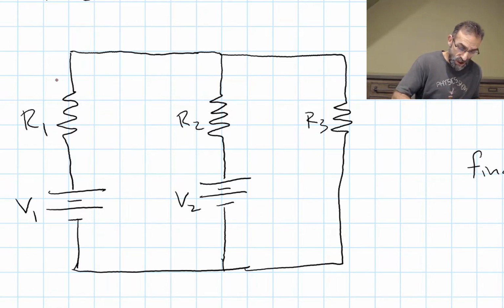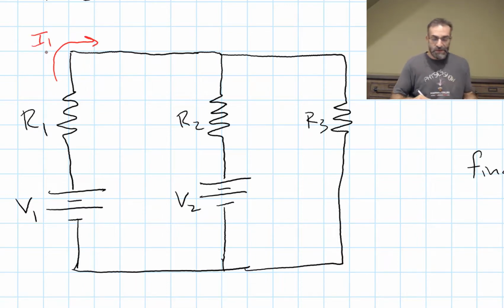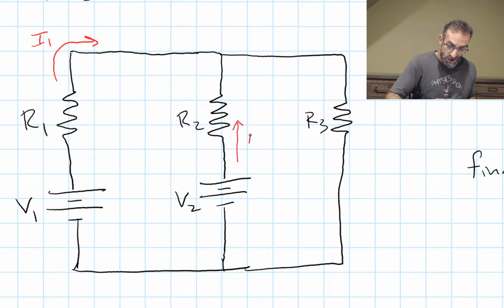I'm going to say I1, the current through resistor 1, is going in that direction, the direction the battery would push it. And I'll do the same thing with the middle branch here. And I'll go with the direction the battery would push it.